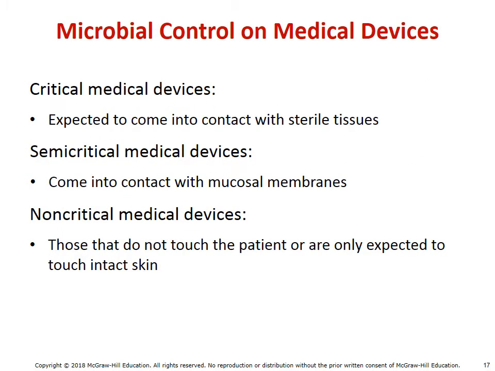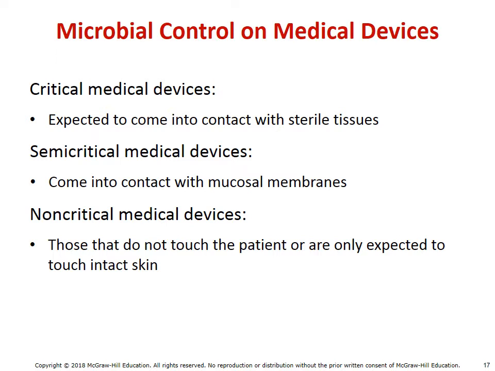Naturally, whenever we talk about critical medical devices, we're talking about things that are expected to come into contact with tissues that would be sterile typically. And so the idea is we want to make sure that the equipment is sterile. We don't want to introduce bad things into sterile tissues. Semi-critical medical devices would be things that would come into contact with areas where microbes may actually be introduced, like things that go in the gastrointestinal tract.